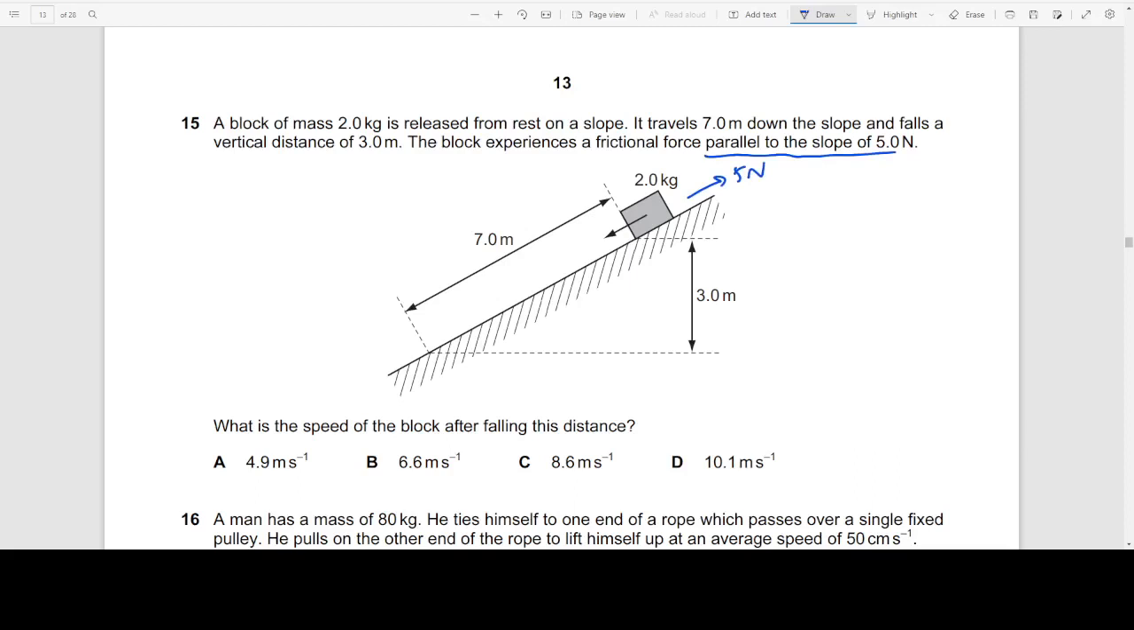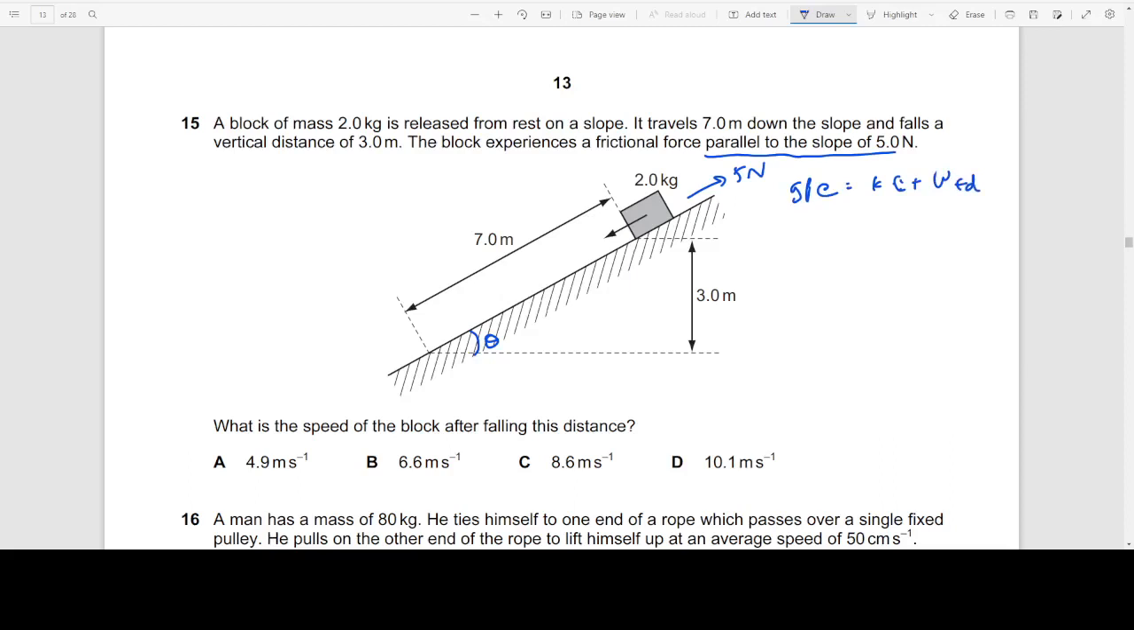Alright, so we can either use the forces method, but for forces we'll have to calculate this value theta, which you can calculate by using these distances 7 meters and 3 meters and then using trigonometry, or we can just use the energy theorem. So GPE is converted to kinetic energy plus some work done against friction.